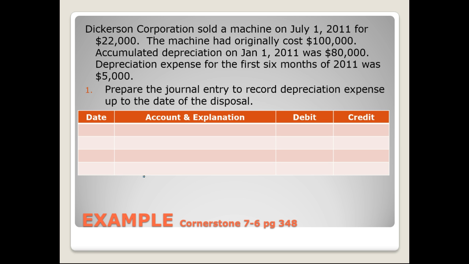So let's just look at an example. We've got the Dickerson Corporation, and they've got a machine that they've decided to sell on July 1st, 2011. Read the information.